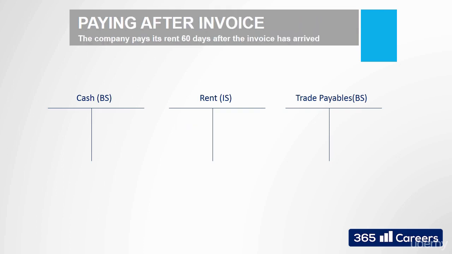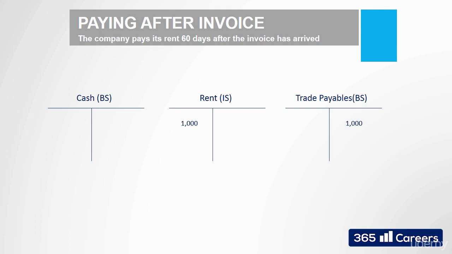Let's think of the second scenario. The firm could delay its payment by, let's say, 60 days. It receives an invoice for rent, but is unable to pay it, and communicates that it will pay its obligation in 60 days. In this case, the firm will debit its rent account for $1,000 and will register that it owes $1,000 to its landlords. We'll have to credit trade payables for $1,000.